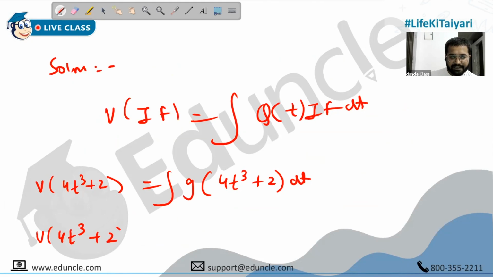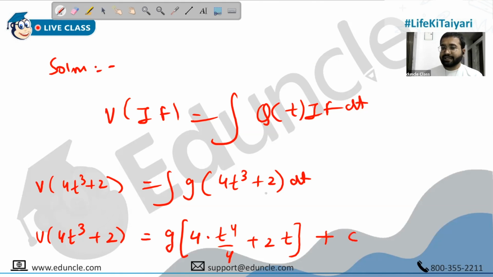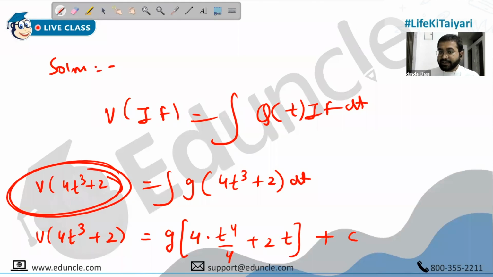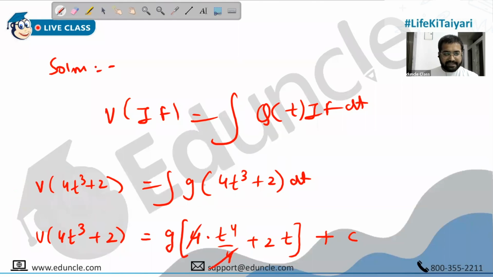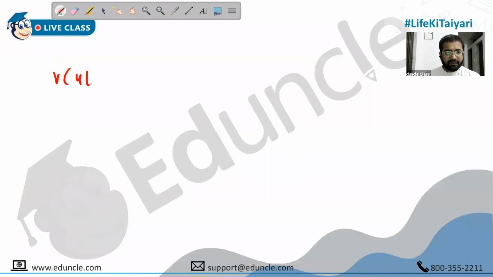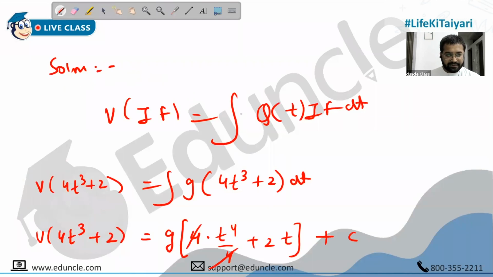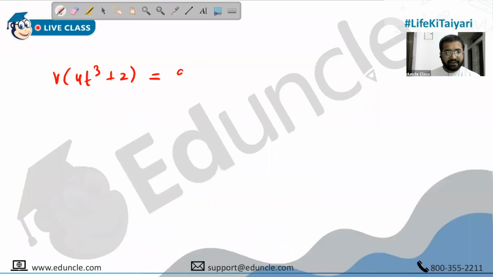4t cube plus 2. This is g into, okay, 4 outside. Integration of t cube, that's t raised to 4 by 4, plus 2 outside. Integration of t, that's t, and plus c. Now you have to write plus c here. Why am I using the plus c method? Because I don't have options to substitute limits on the left side. There is no integration. You have directly learned it this way without integration. So we'll use the plus c method here. 4 and 4 get cancelled. Now we have v into 4t cube plus 2, this is equal to g into t raised to 4 plus 2t plus constant c.